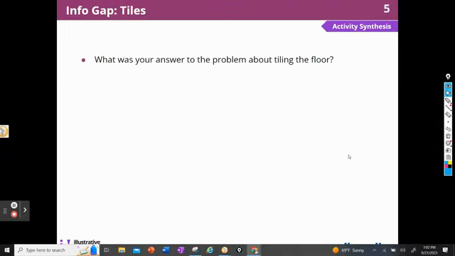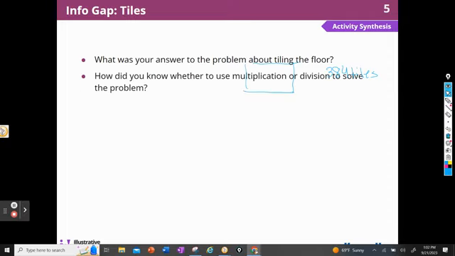So what was your answer to the problem about tiling the floor? Well, our answer was 384 tiles, because we figured out how many tiles would go across the bottom and how many tiles would go across the side by knowing how many tiles there were in the room. Okay? Did you use multiplication or division to solve the problem?